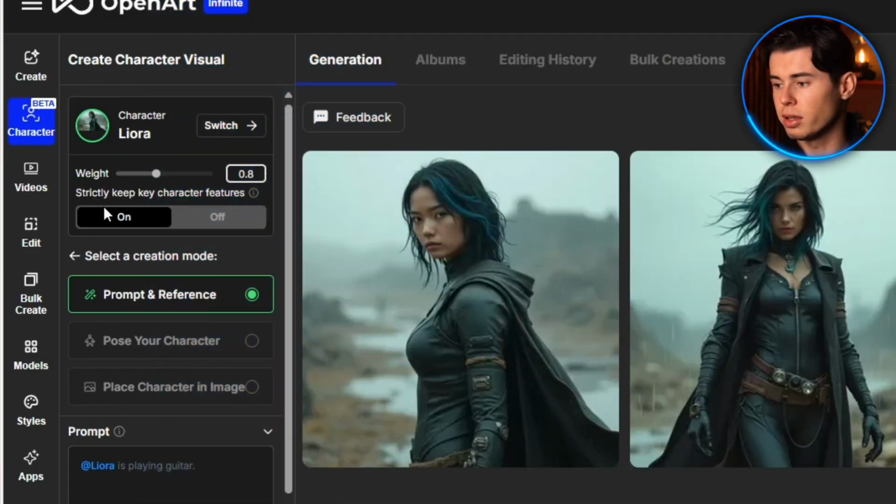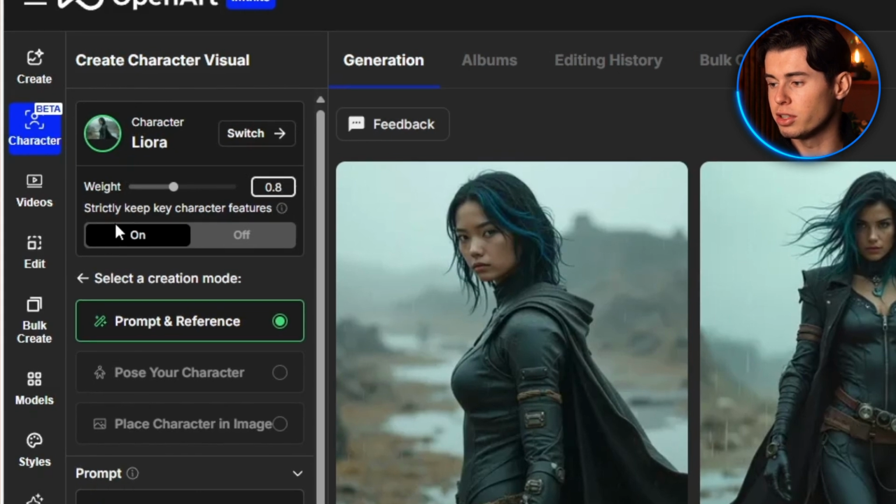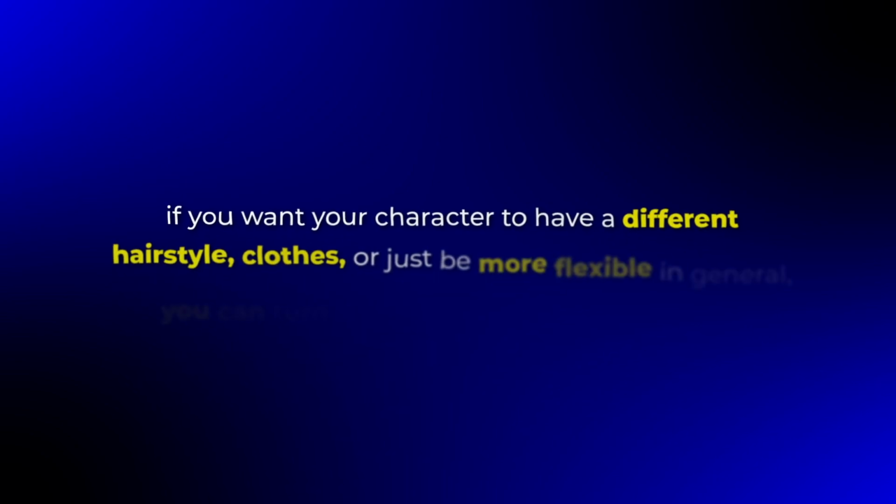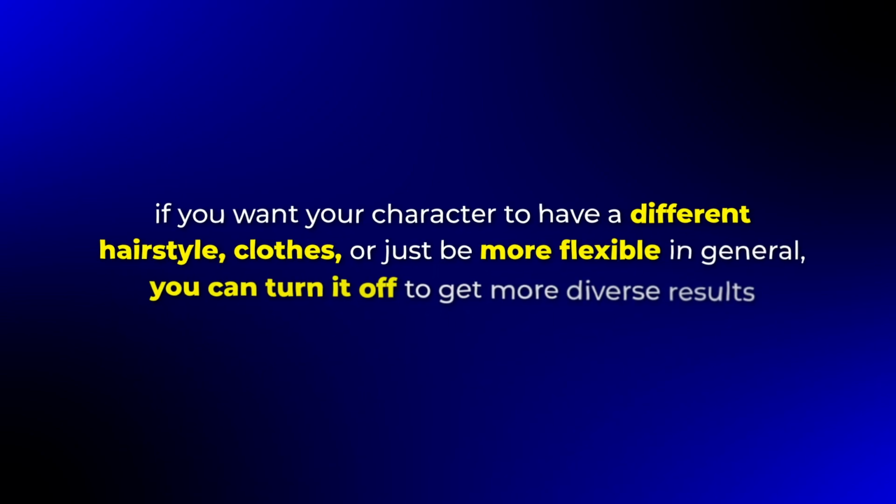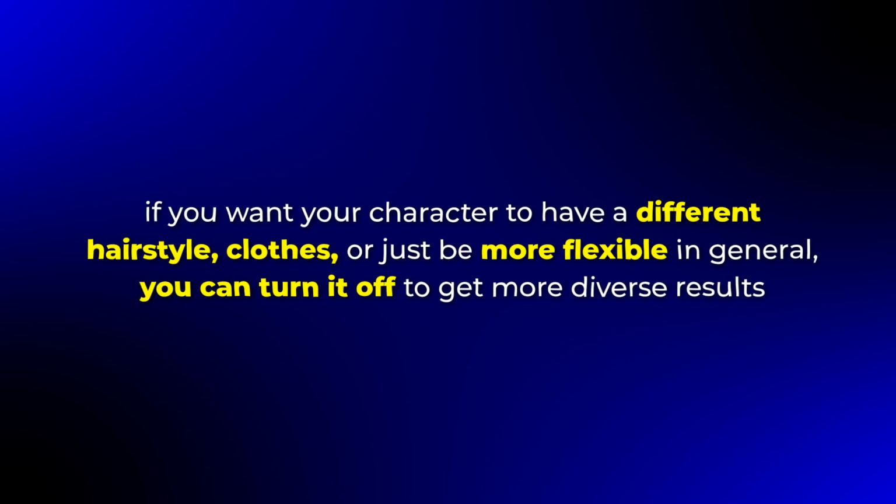There's also an option here named Strictly Keep Key Character Features. It's on by default to help maintain a consistent character. However, if you want your character to have a different hairstyle, clothes, or just be more flexible in general, you can turn it off to get more diverse results.